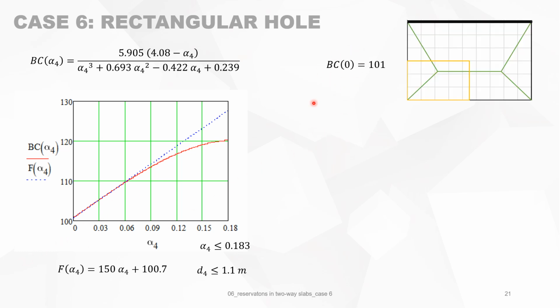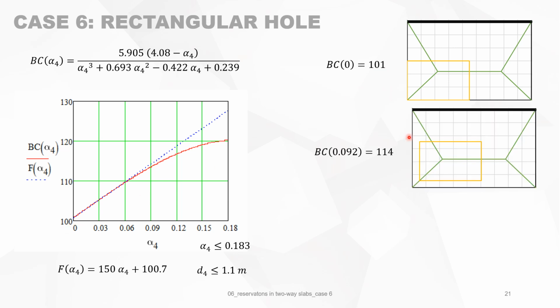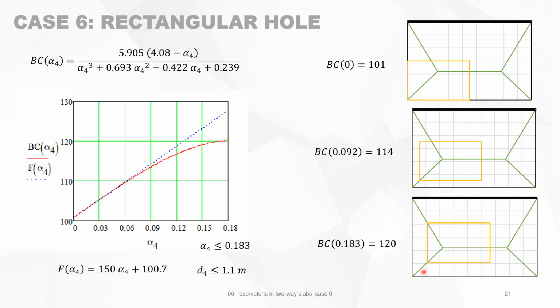Now we look at the different cases, and the bearing capacity when D4 is 0, it's 101. And when it is 0.092, which is in between, it is 114. And when it is in the middle, it's 120. So this is corresponding with this value here, and with 0.092 with this value. So you see that all those positions are okay for the slab. And when you choose this, then you increase the capacity of the area which is left over.